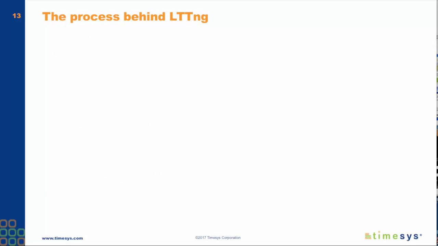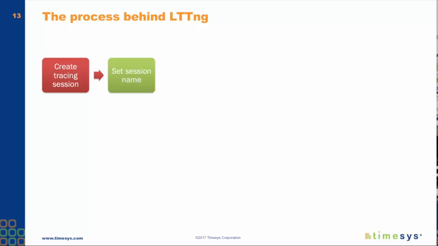From the process perspective, running LTTng consists of several steps. In step one, we create a tracing session and we specify the name for the session. In step three, we are going to enable events, and that includes Linux kernel events of different types that we intend to trace on. Linux kernel has different events enabled when we configured LTTng support.